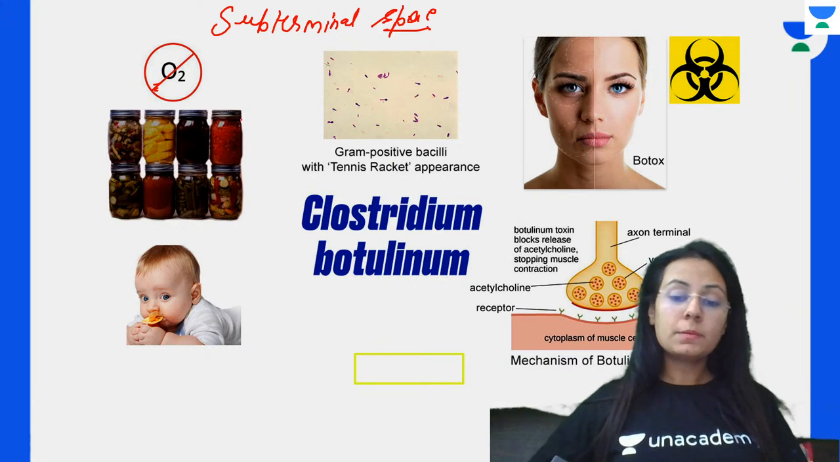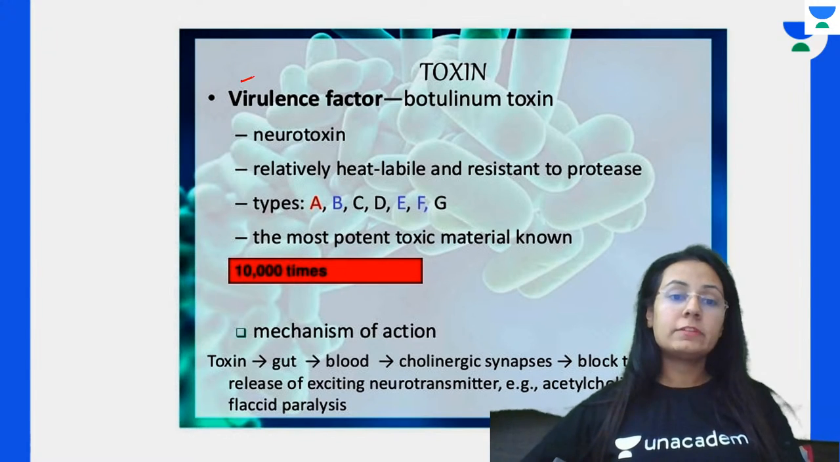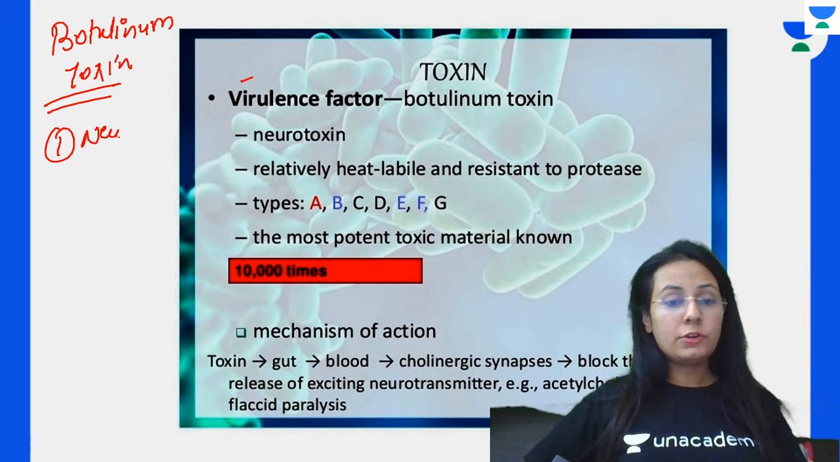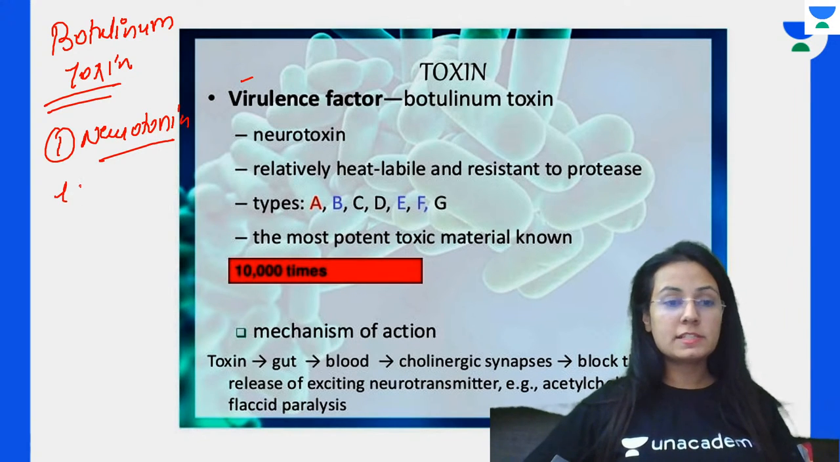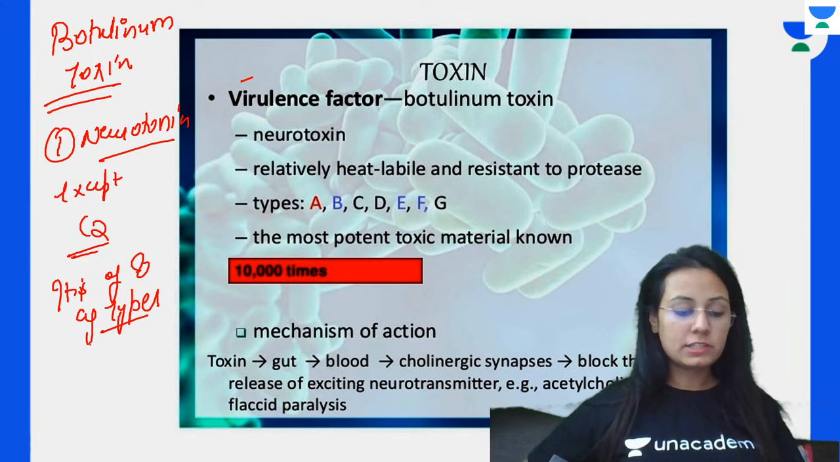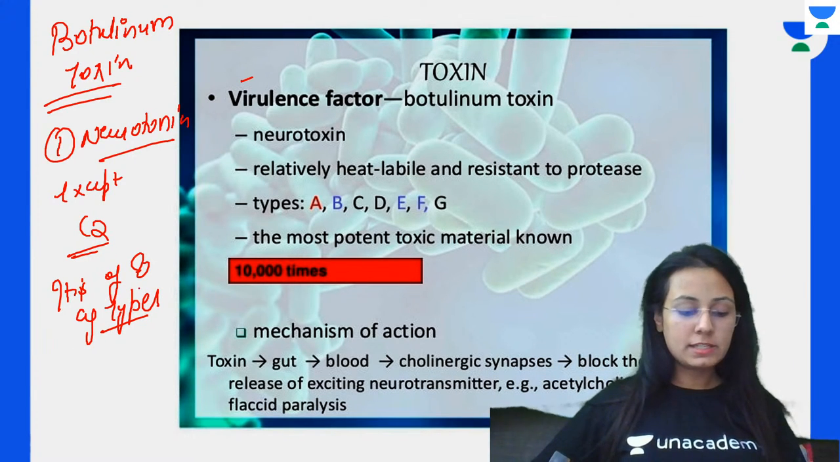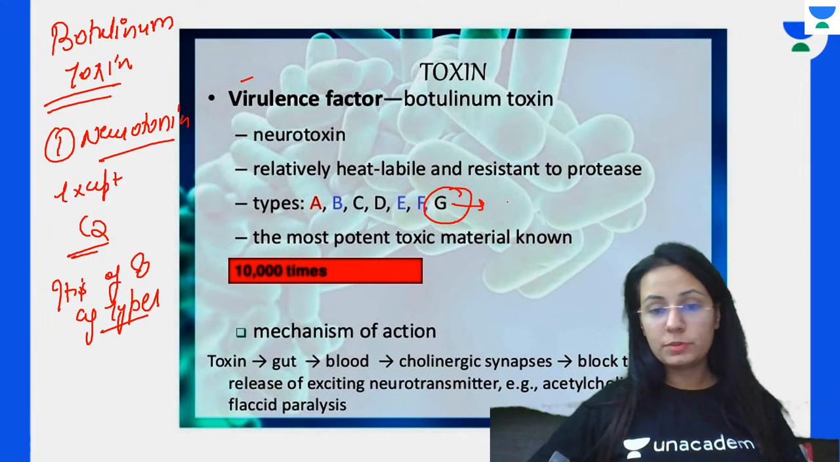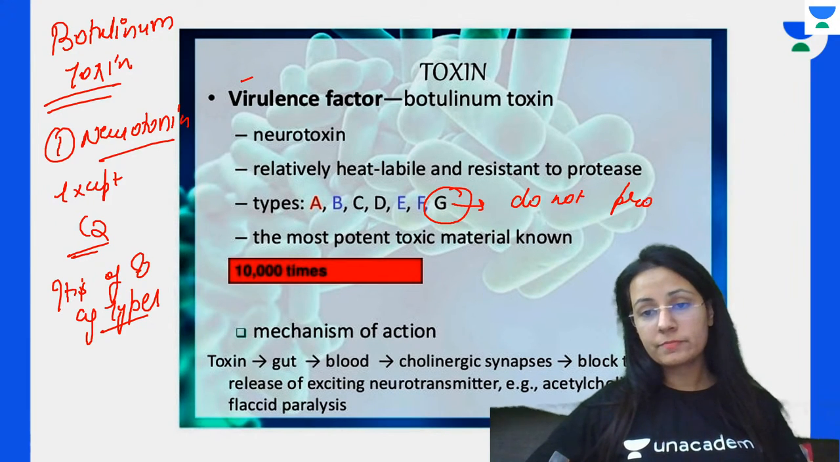They have subterminal spores. And when we talk about the botulinum toxin, they are neurotoxins, except which variant? That is except C2 toxin, which is not a neurotoxin. It is of eight antigenic types: A, B, C, C2, D, E, F and G. But G does not produce the disease.